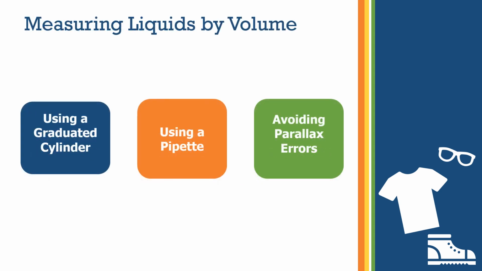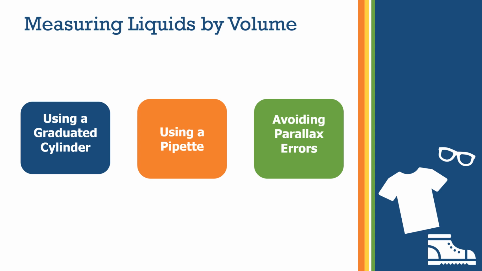Accurate volume measurement is crucial for preparing solutions and conducting reactions. Here's how to measure liquids correctly. Using a graduated cylinder. For general volume measurements, use a graduated cylinder. Pour the liquid into the cylinder and read the volume at eye level, ensuring you read from the bottom of the meniscus.